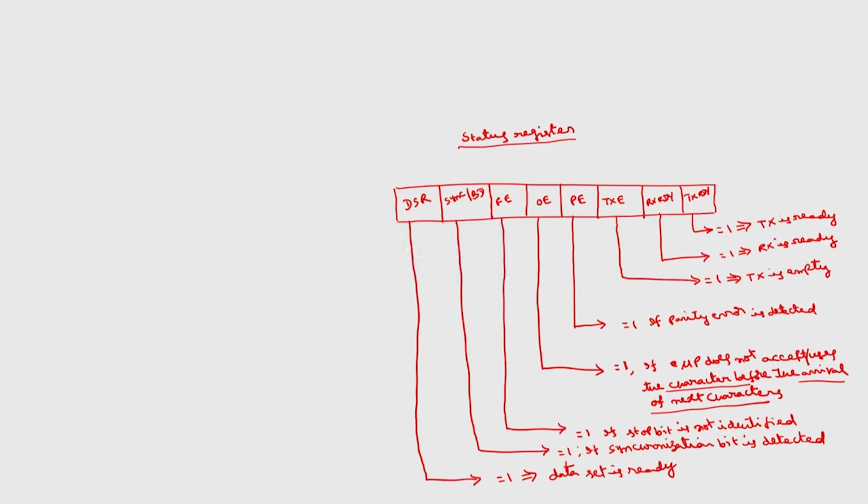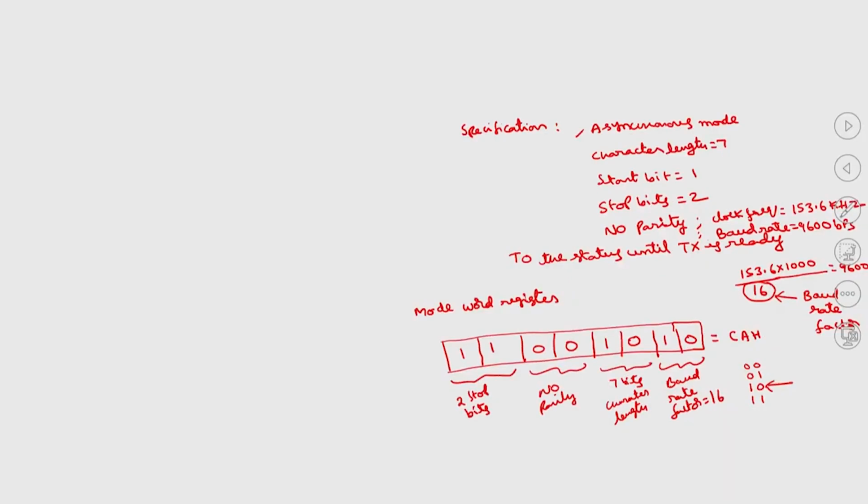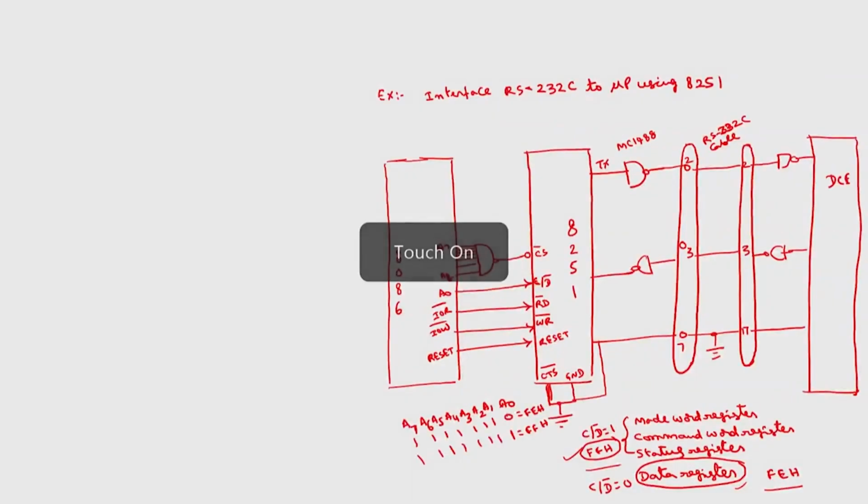I have to check the status register. The last bit of this one is transmit ready. I have to check until the transmitter is ready, so I am interested in this bit. Now, coming to the program, this is CAH. I will use MOV. What are the addresses of the mode word, command word and status word registers? Just now I obtained them: FFH, and FEH is for the data register.